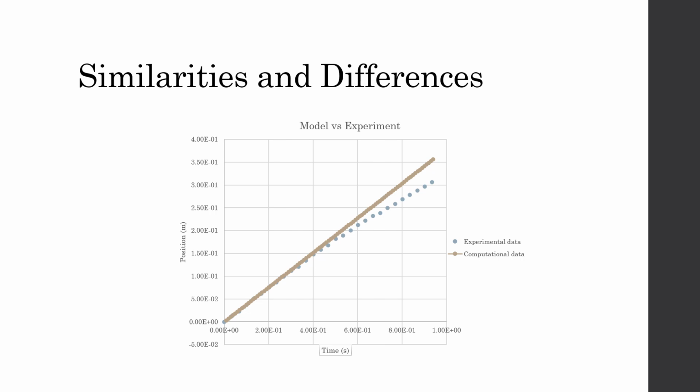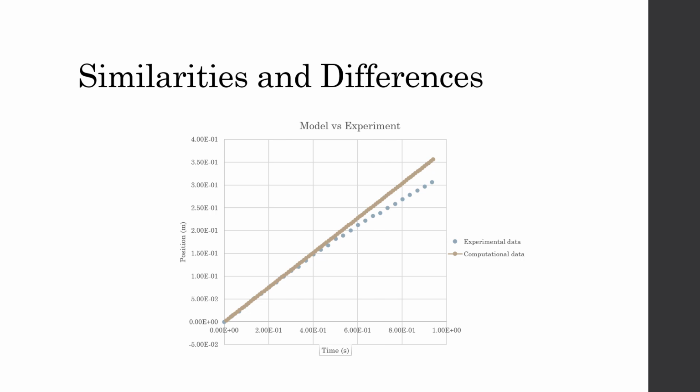This slide displays the results of our experiment. As seen in the graph, both data sets have a positive slope. The experimental data perfectly aligns with the computational data for the first half of the data set. From there, the experimental data slope slowly decreases compared to the computational's constant slope.